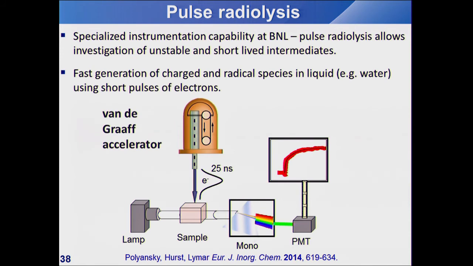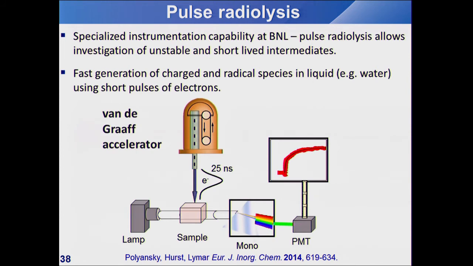And this instrument is called Van de Graaff accelerator. There are several of these in Brookhaven, but the one we have in chemistry is specialized for studying chemical transformations. So we can take very short pulses of electrons from this accelerator and pass them through the solution which contains our molecules. And by passing these electrons through the solution, we produce oxidized species in the solution.